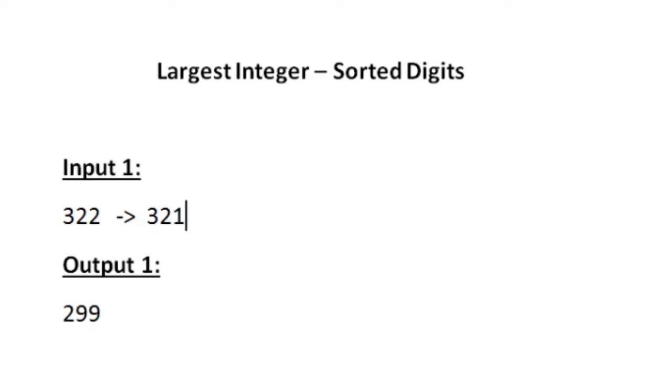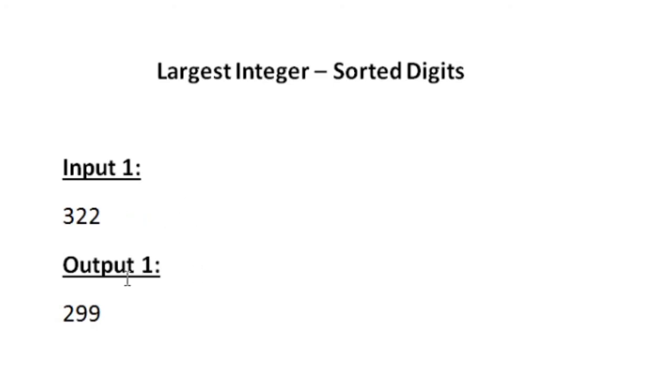Now we are going to check whether 321 is in increasing order or not. Again from 3 it goes to 2, so it is not in increasing order. So again we have to decrement the value of n. It becomes 320 and again it is in decreasing order. Like this we should decrement the value of n one by one.